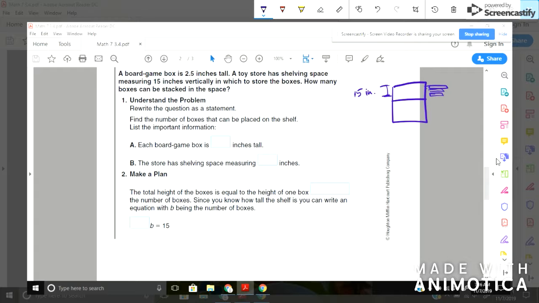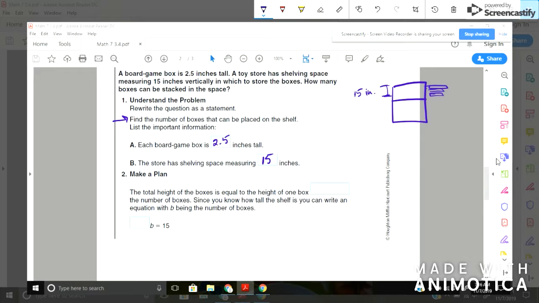So it says rewrite the question as a statement. In other words, find the number of boxes that can be placed on the shelf. Our important information is that each board game is 2.5 inches tall, and the store has shelving space measuring 15 inches.